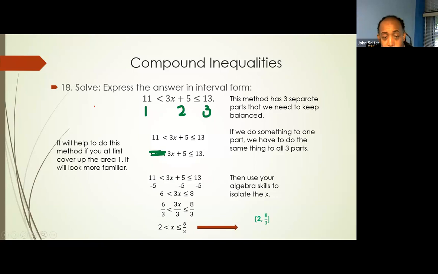But my interval is, my x is valid between 2 and 8/3. If it was a greater than or equal or less than or equal to sign, then this is a bracket. Because this is just a regular less than sign, there's a parenthesis. This is how I do it.